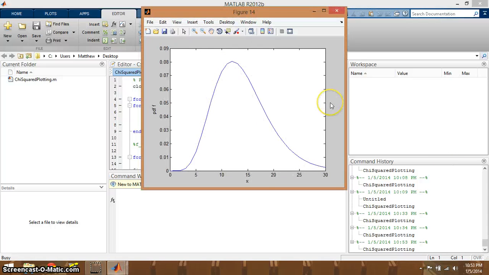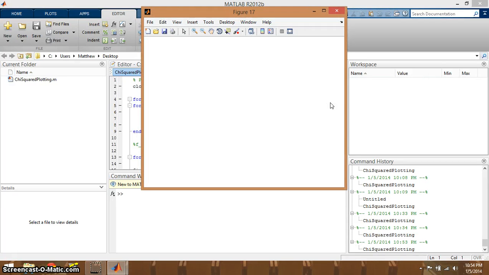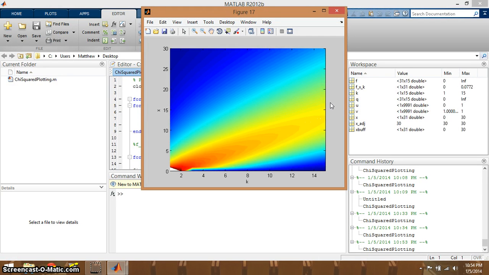Right now it's showing the graphs of the chi-square distribution at different degrees of freedom. That's a surface plot. Then it's working on the contour plot, which takes the longest to graph. Okay.